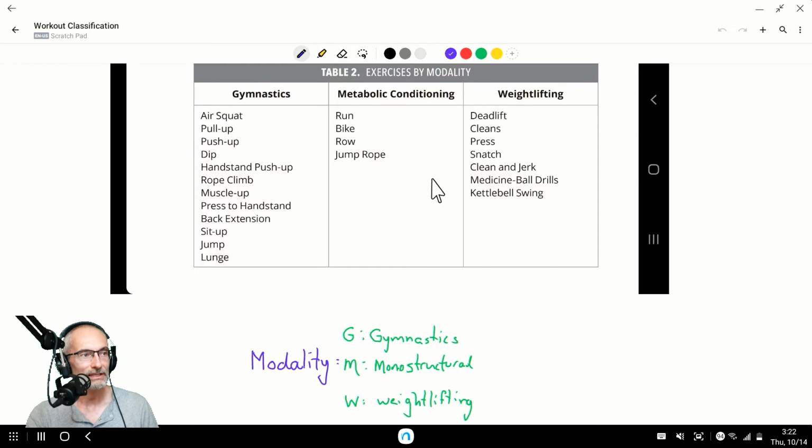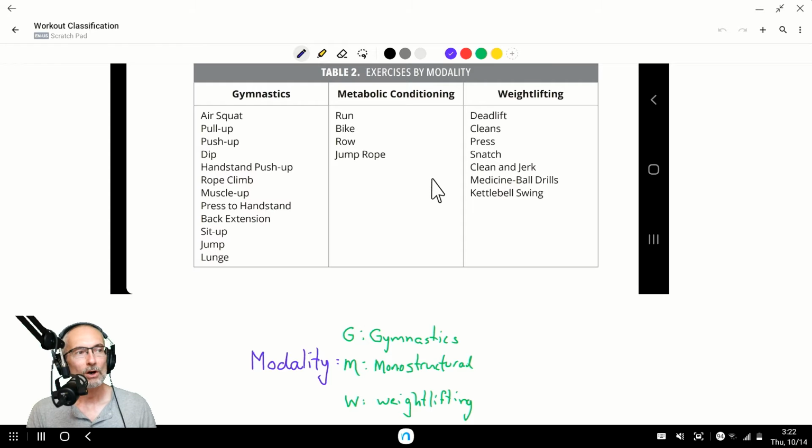All right, so if we look here, the first thing we think about when we look at these workouts is probably, what movements are going to be in this workout? And the CrossFit Level 1 guide divides the movements into what they call modalities. So these are the gymnastics modalities like an air squat, pull up, push up, dip, handstand push up. These are all of our body weight kinds of movements, right?